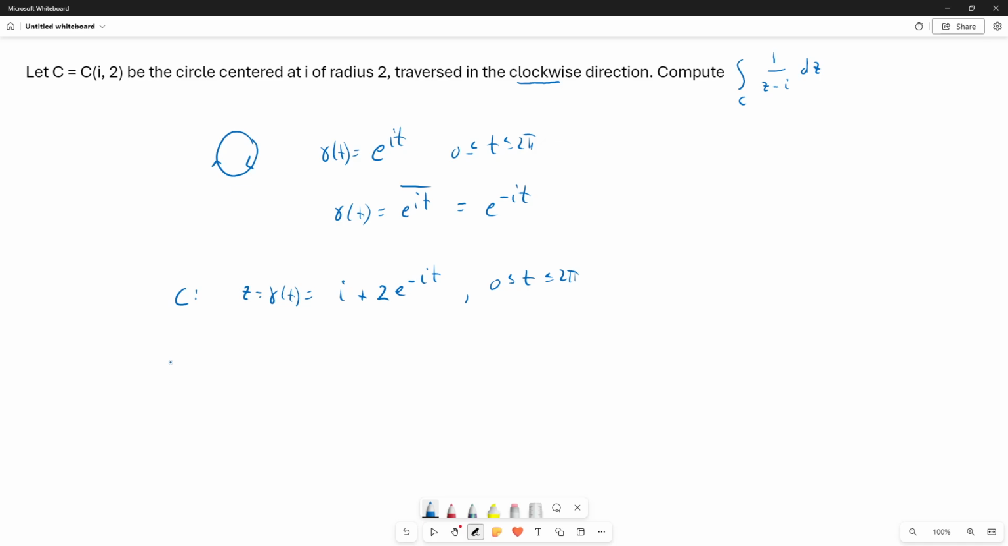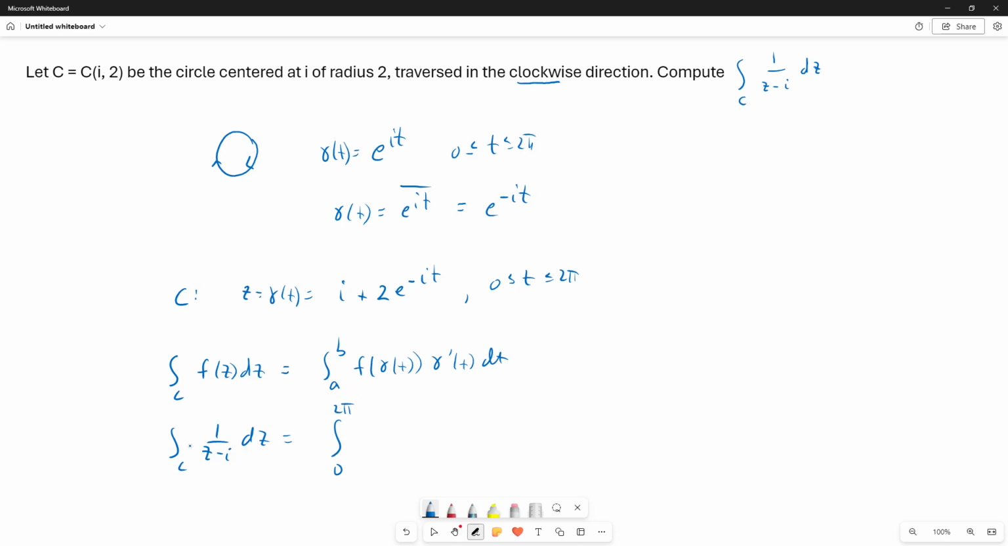So now let's compute the integral. The integral around C of f of z dz is the integral from a to b of f of gamma of t times gamma prime of t dt, where a and b are the endpoints for the parameter. So in our case, our function is 1 over z minus i. The endpoints for our parameter t along the circle will be 0 to 2 pi.